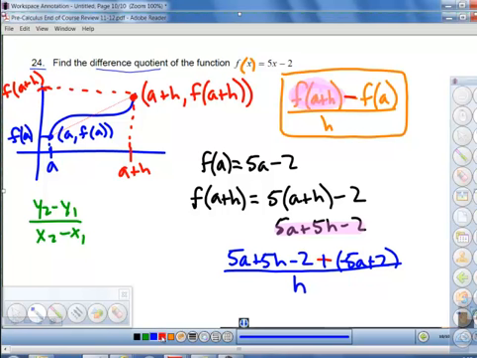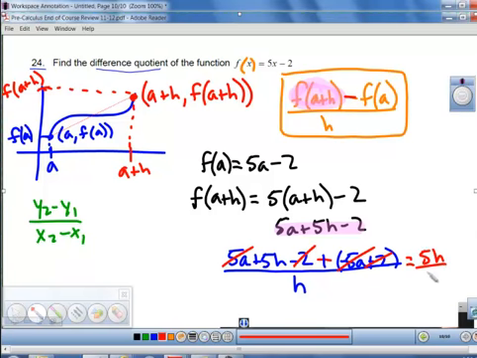Now let's look real quick. If this is a negative 5a and this is a positive 5a, that's going to end up canceling. And if this is a positive 2 and this is a negative 2, that's going to end up canceling. So really what I'm looking at is 5h over h.